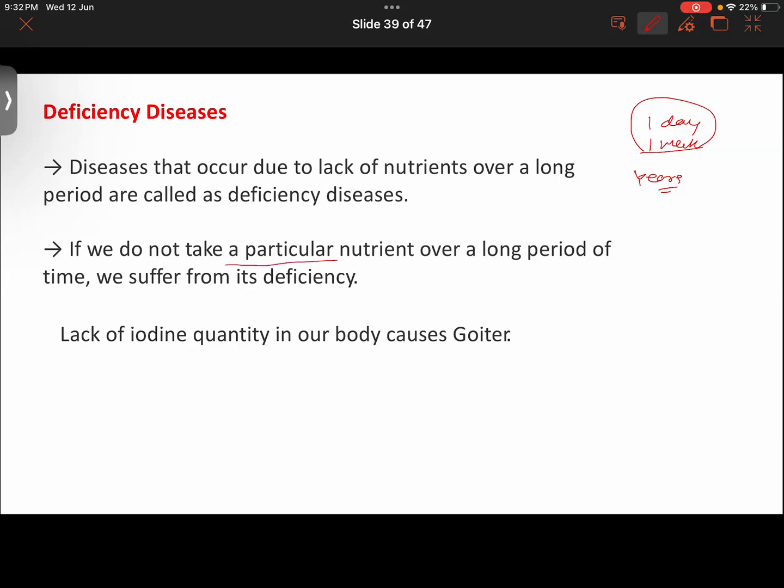So if we do not take a particular nutrient over a long period of time, we will suffer from its deficiency. That's why the name is deficiency disease. Deficiency, what does it mean? Deficiency disease means disease that occurs due to lack of nutrients over a long period. But what does the term deficiency mean? It basically means not having enough of something, lacking something.